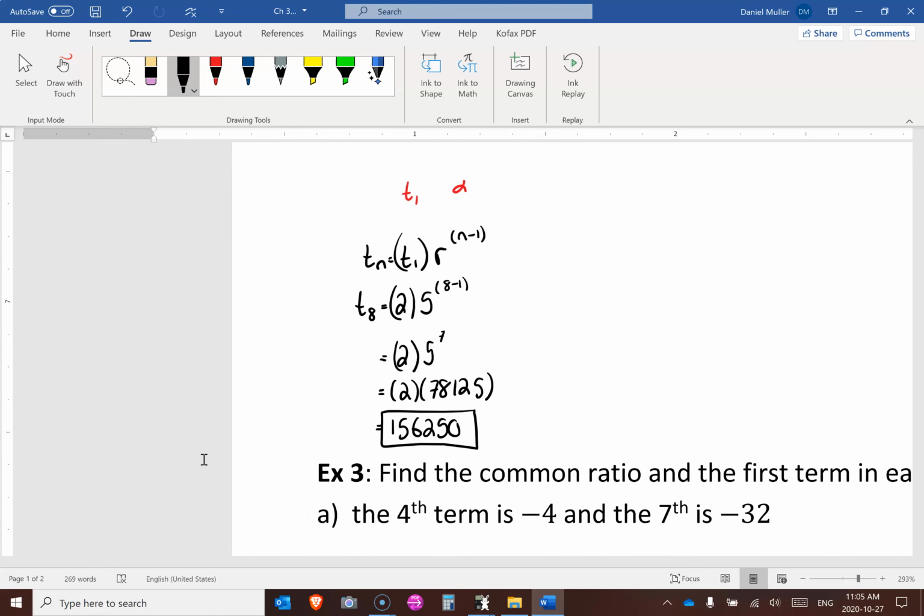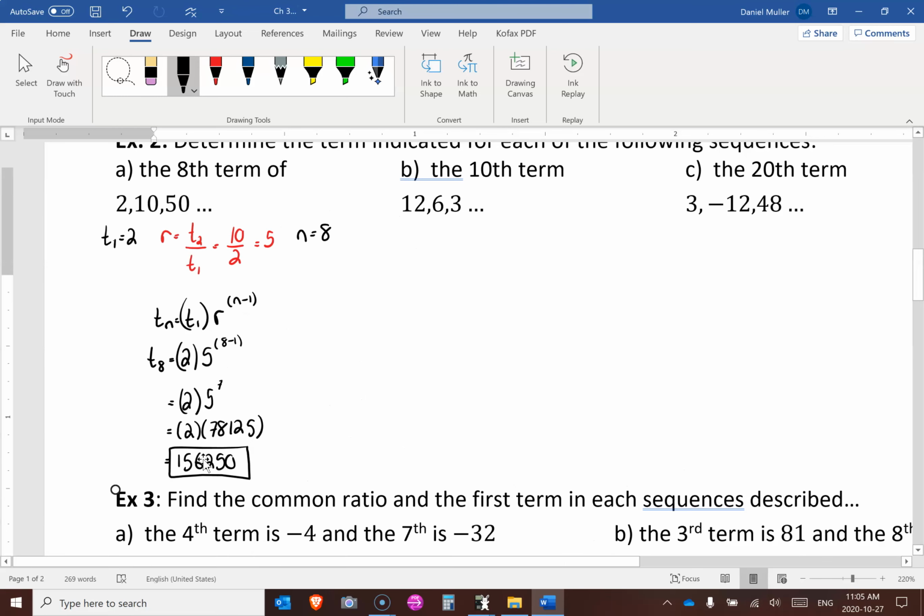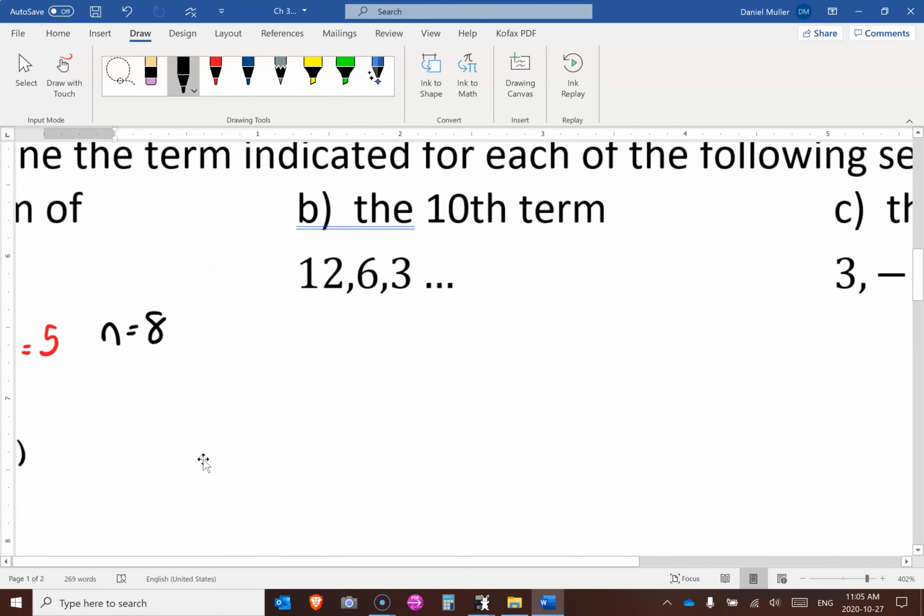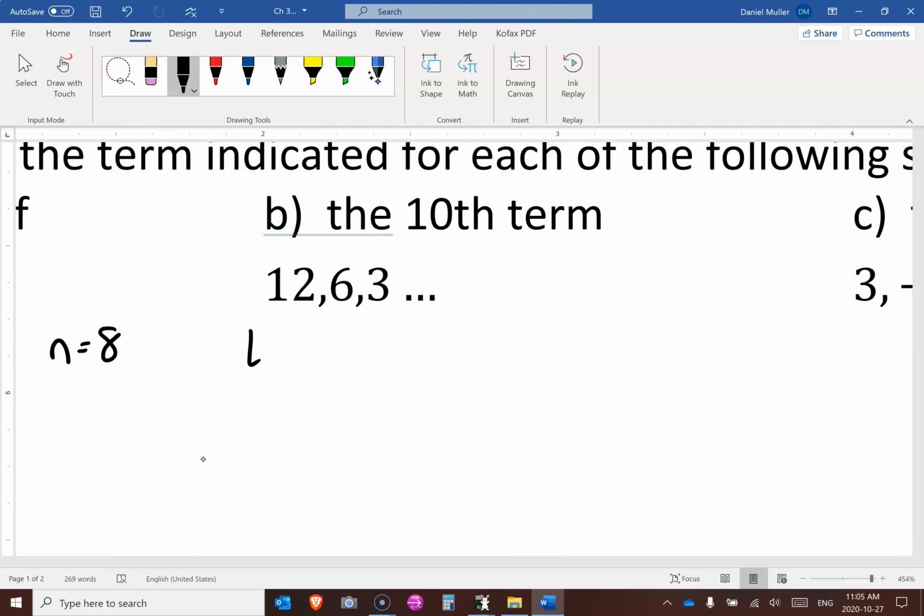So I'll zoom out here, and we can do the next one, which is the 10th term. So T1, the first term, is 12. Now our ratio is our second term divided by our first, 6 over 12, which reduces to 1/2, or, because we're using a calculator, sometimes 0.5. And the number of terms, it says it wants to do 10.